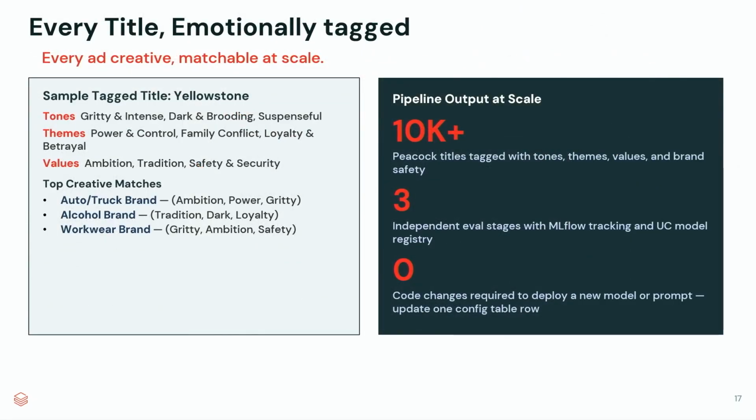And so the result here is that every title is tagged, and every ad creative we have is also tagged, and we can match those at scale. So, for example, take Yellowstone. I think it's a fairly unambiguous show. Everybody here is probably really familiar with it. Even if you hadn't seen it, you can attest to what it's about.